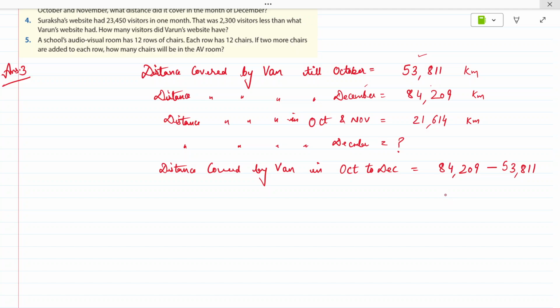So let us calculate. This is 84,209 minus 53,811. This is 9 minus 1, 8. 10 minus 1 is 9. 11 minus 8 is 3. This is 0 and this is 3. This is 30,398.